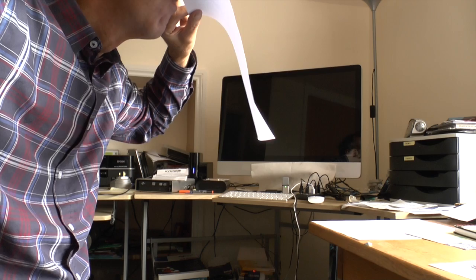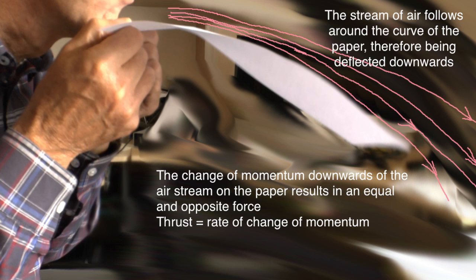The Coanda effect is the effect of a stream of fluid, or air in this case, sticking closely to a nearby surface. In this case, the stream of air follows the curve of the paper around, therefore being deflected downwards. That change of momentum downwards results in an equal and opposite force pushing the paper upwards. The curve of the paper provides us with exactly the same explanation if we blow underneath.